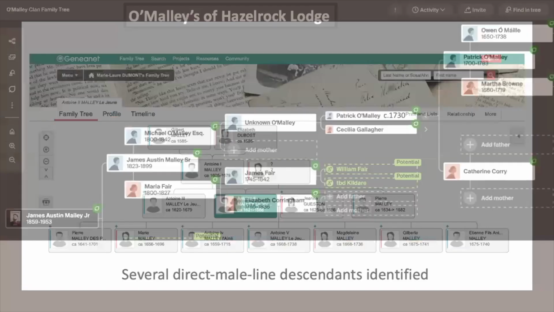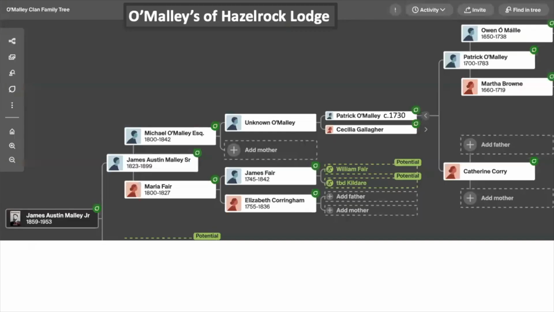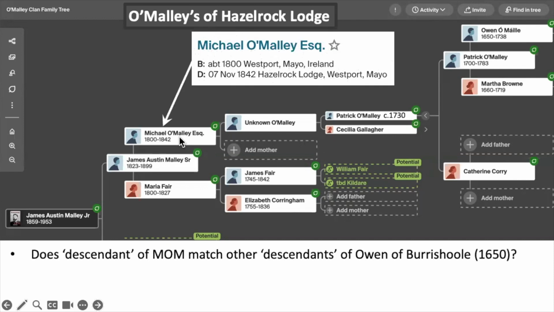So several male lines have been identified so far. The last few slides, another thing that Brendan's been working on are the O'Malleys of Hazel Rock Lodge, who reportedly go back to Owen O'Malley of Burrishoole, 1650. And we have two samples from his descendants so far, and they sit where we think they should sit. It would be great to get a third descendant of Owen of Burrishoole. And this chap here, Michael O'Malley, he died at Hazel Rock Lodge, which is not too far from here.